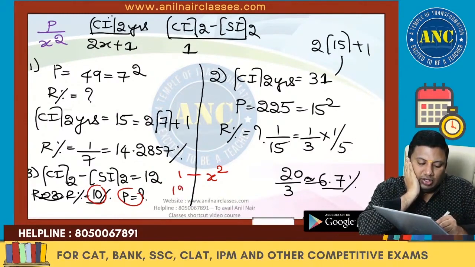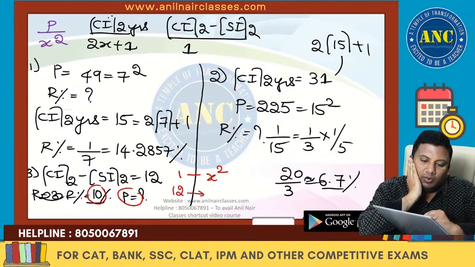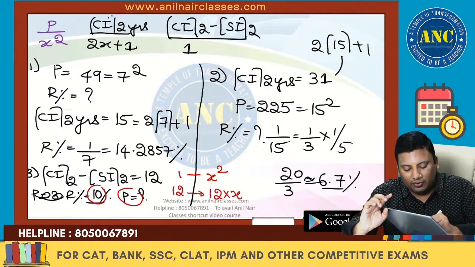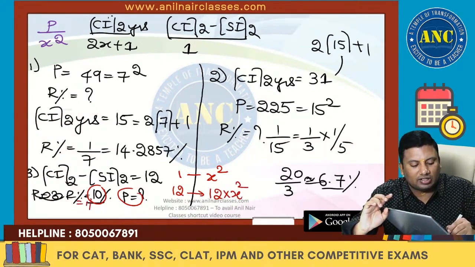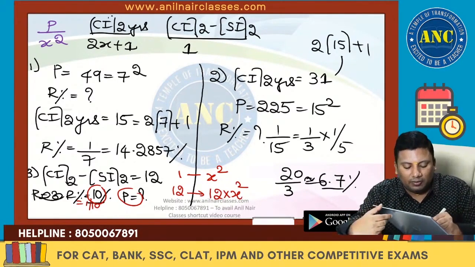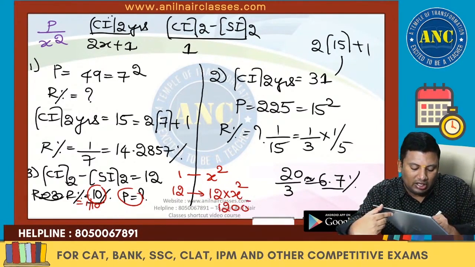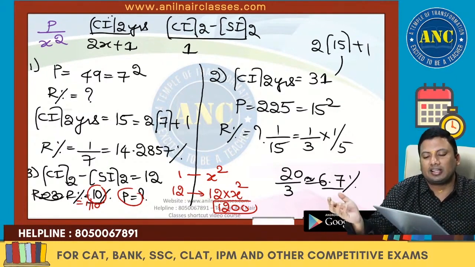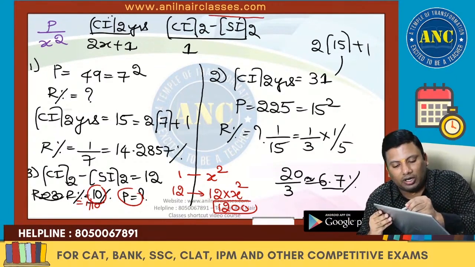But it is 12. How much is it? These are nothing but 12 into x square. What is the x value? 10 percentage is 1 by 10. 12 into 100 is 1200. Idea is clear? Very, very important point.